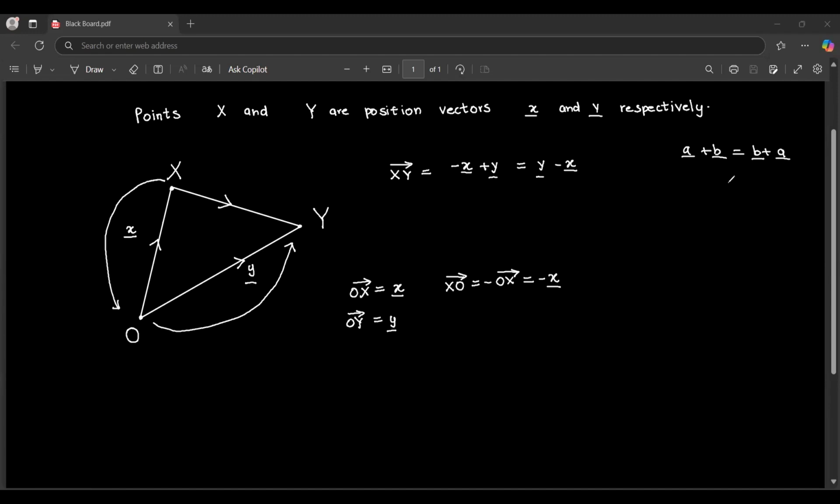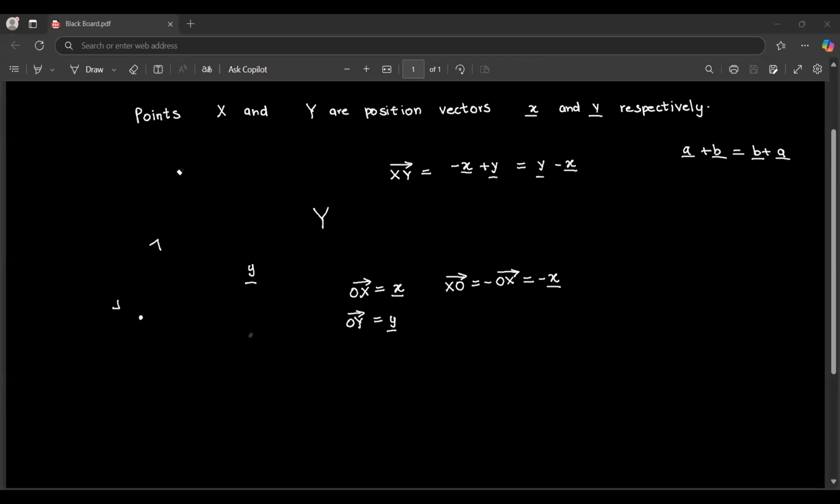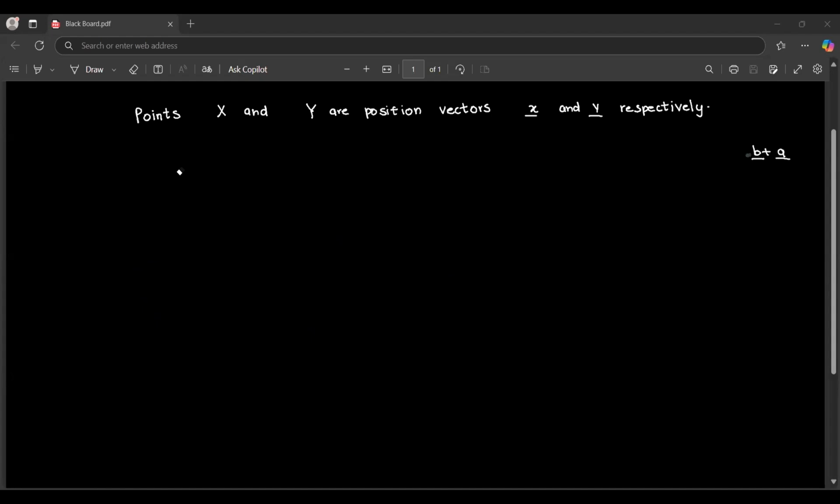Fine. Now, how can I do this without drawing a diagram? Think about this. Obviously, visualizing is good, but once you visualize, you should be able to understand the computation behind that. So here we have X and Y, and they are saying the position vectors are vector x and vector y. So we can write down OX is equal to x and OY is equal to y. They want us to find out XY.